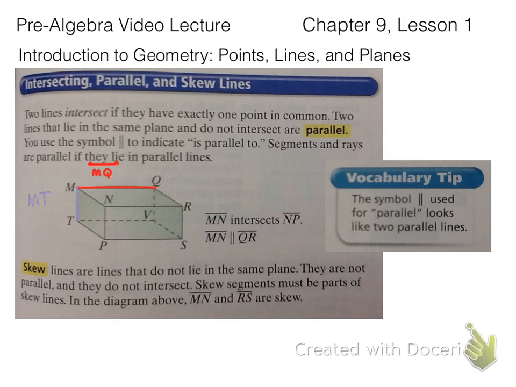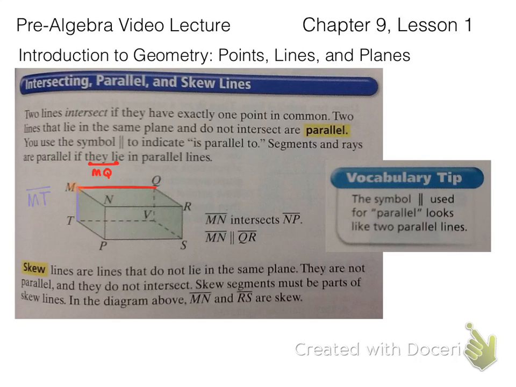Intersects MT because they have a point in common, and the point they have in common is M. All right, so that's the intersecting part. Now, two lines that lie on the same plane and do not intersect are parallel.